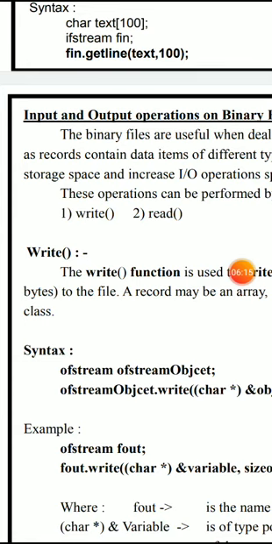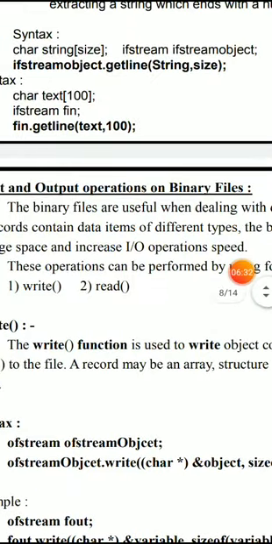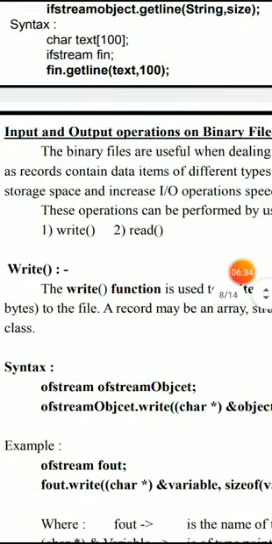So binary files allow the user to insert the information in the form of records. In order to process the records, we make use of binary files. Usually binary files can be used to perform two operations, either a read operation or a write operation. These operations can be carried out by using two member functions, called write and read. The name itself is suggestive.